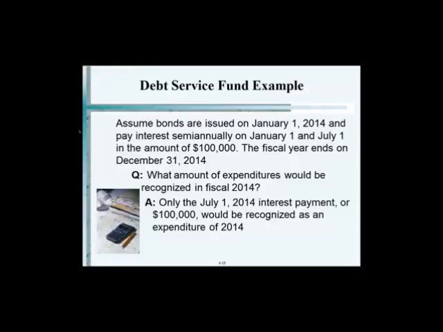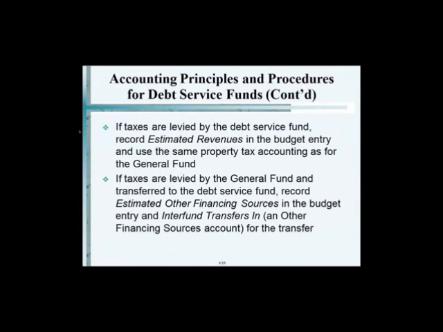And basically, this is what happens when you spend money as interest or principal expenditure, you need to get it from somewhere. And you get it from the general fund, from the taxes, and that account is called estimated revenues. You set that up, okay? Estimated other financing sources.